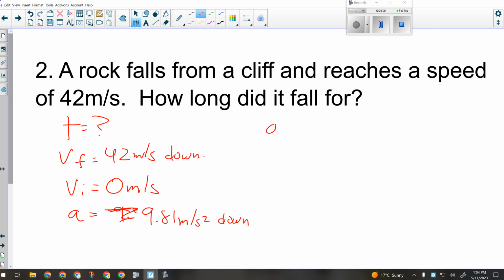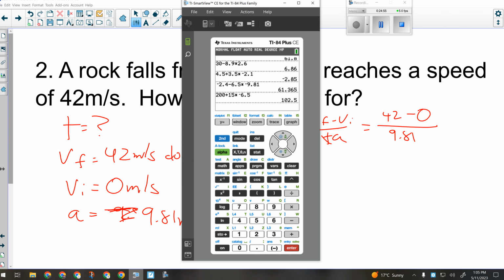All right, so we got these things here. A equals VF minus VI over T. So we've got 42 meters per second down minus 0 meters per second down. And we're solving for T, so we have to do this, divided by 9.81 meters per second squared down. Everything's down, so it's all positive. It's going to take 4.3 seconds to do that. Is that all right with everybody?